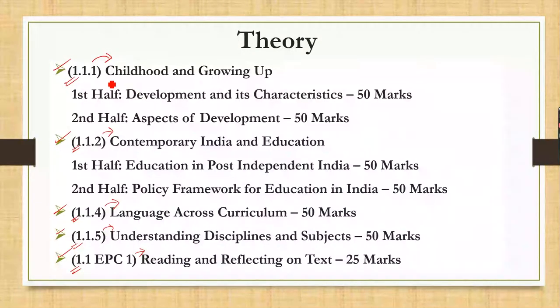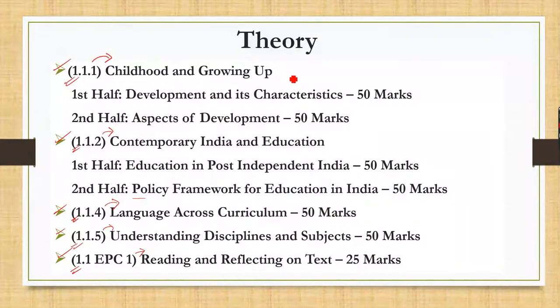Among these 5 subjects, the first 2 are divided into 2 halves. Like 1.1.1, childhood and growing up, has 2 halves. The first half is development and its characteristics. The second half is aspects of development. Okay, likewise, contemporary Indian education, you have 2 halves. Education in post-independent India is the first half, and the second half is policy framework for education in India. So these are the syllabus for the theory examination that you will be writing in your first semester.